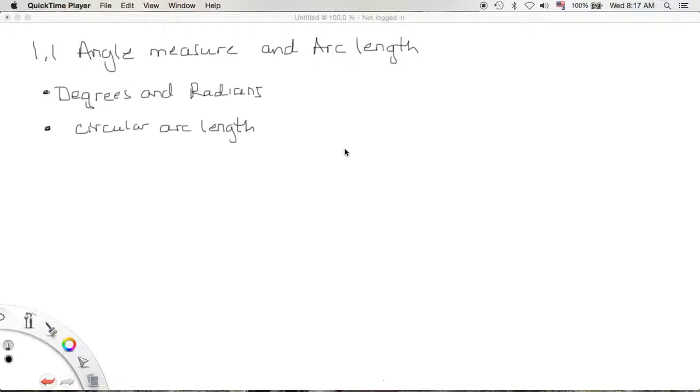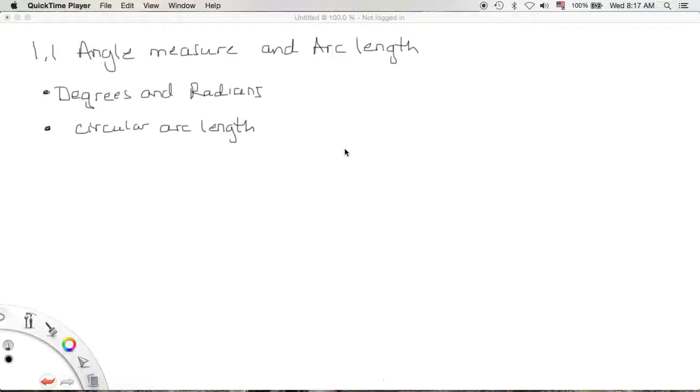Today we're going to start talking about trigonometry. And the first thing we need to introduce so that we can explore these trig functions is angle measure and arc length. Most of the time when you've talked about angles, you've used something called degrees. There's 360 degrees in a circle, and that's what you've been comfortable using.